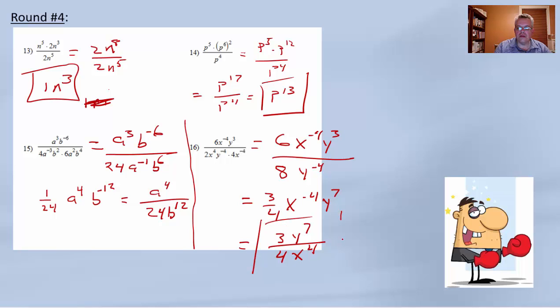All right, that was a lot of ground quickly. So it takes a little practice, but all we were doing is using the same old rules we're always doing, and in the end, rewrite it with positive exponents.